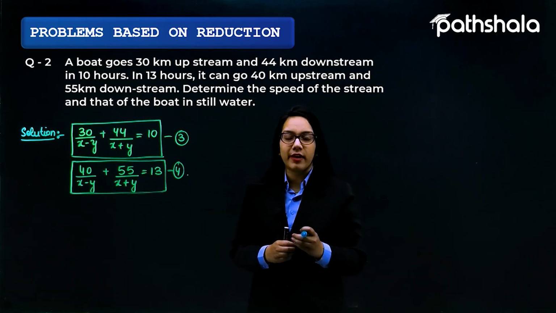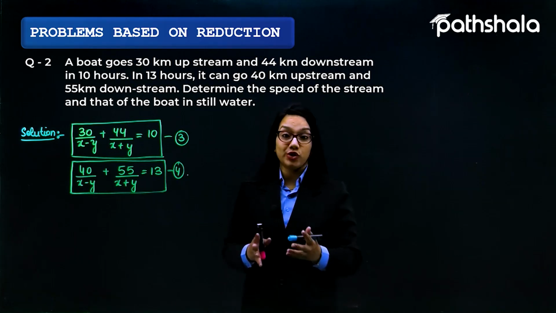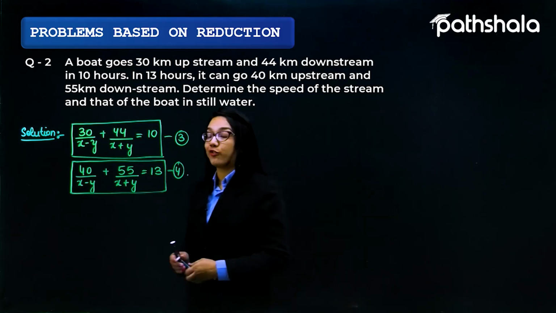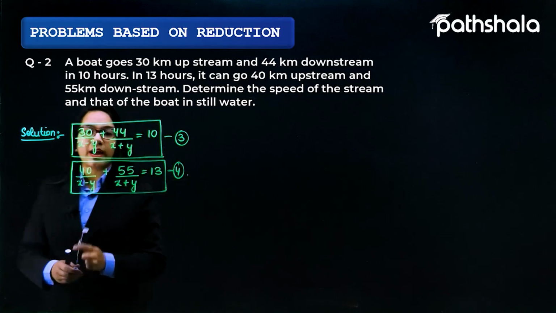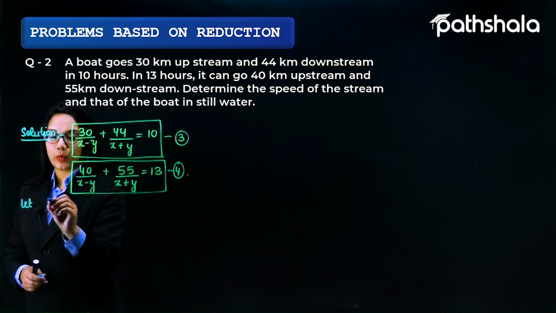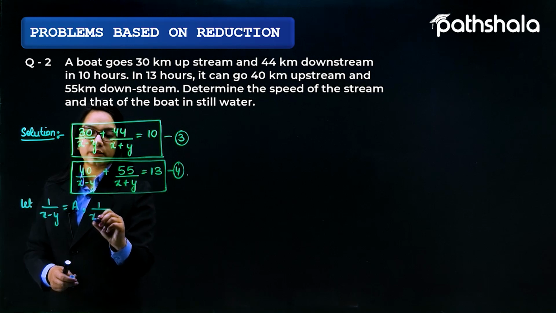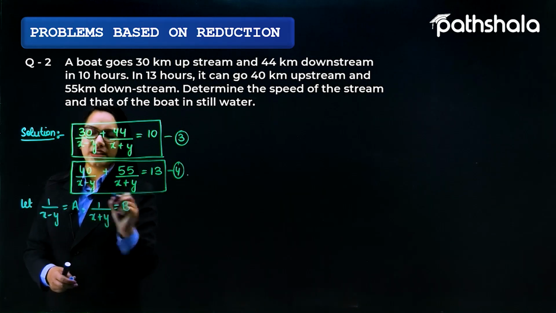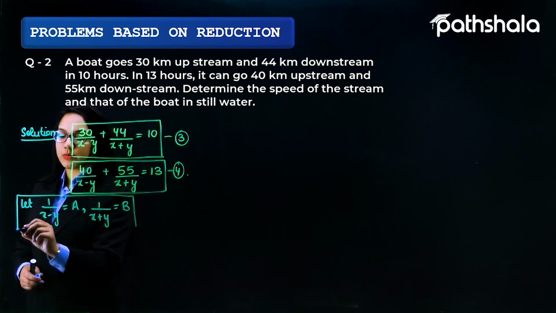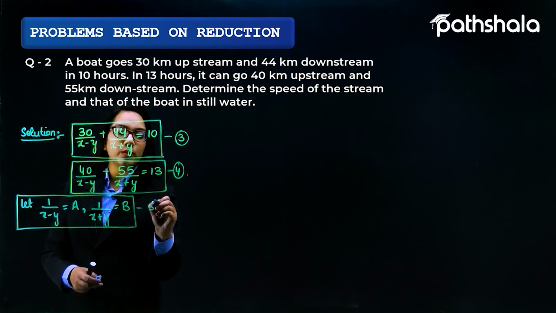We are already aware of how to solve such equations. First of all, we will reduce them to linear equations. As we can see, we have x minus y and x plus y, so we let 1 by x minus y be capital A, and 1 by x plus y be capital B, the same process we followed before in the question. Let us call this equation number 5.